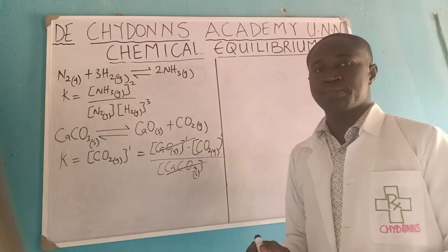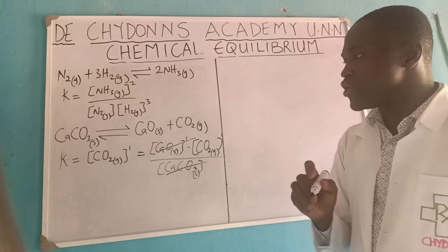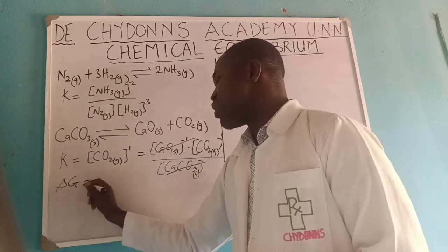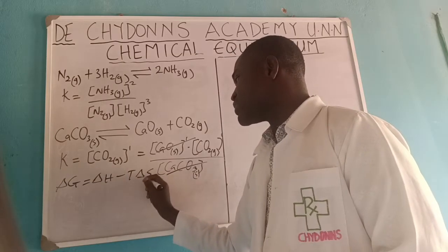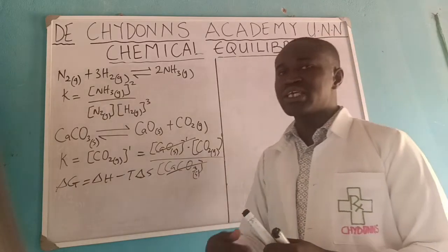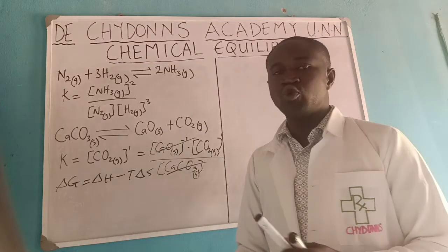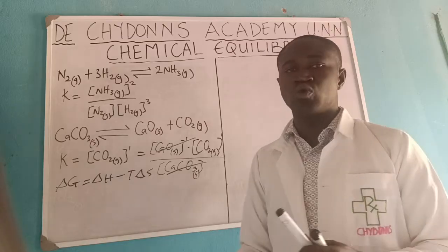Now, it's also important for me to tell you, I made mention of change in G equals change in H minus T change in S. What do we mean by change in G? It is called free Gibbs energy. Energy for doing work. Are you getting it? Energy responsible for one to do work.